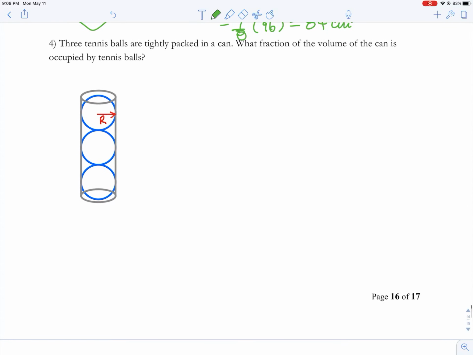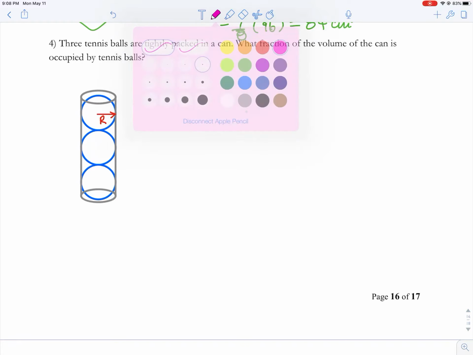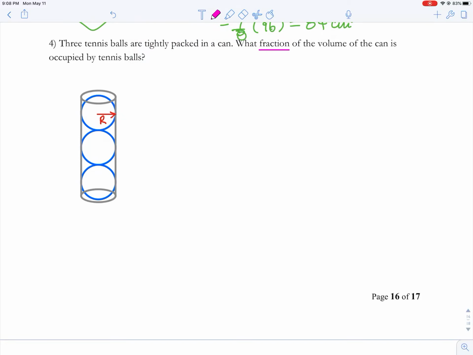Question 4. 3 tennis balls are tightly packed in a can. What fraction? So fraction right away is making me think I'm going to be dividing. What fraction of the volume of the can is occupied by the tennis balls? So we're going to have to figure out the volume taken up by the tennis balls, the volume taken up by the can, and then figuring out what that fraction is.